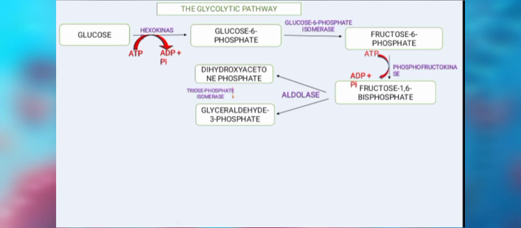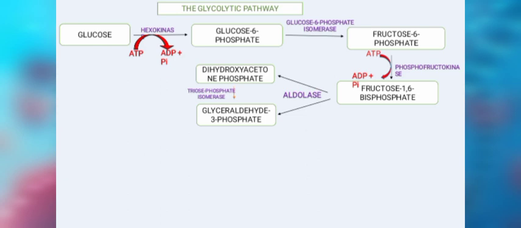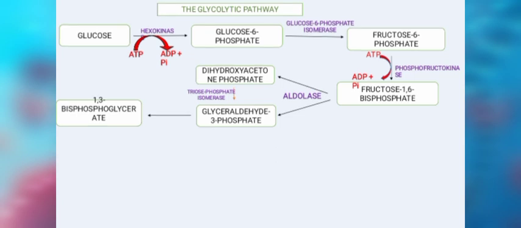Now after getting your glyceraldehyde phosphate, the next phase of the reaction starts, that is the payoff phase. The first reaction of the payoff phase involves the conversion of glyceraldehyde 3-phosphate to produce 1,3-bisphosphoglycerate. This first reaction of the payoff phase is just an oxidation reaction.